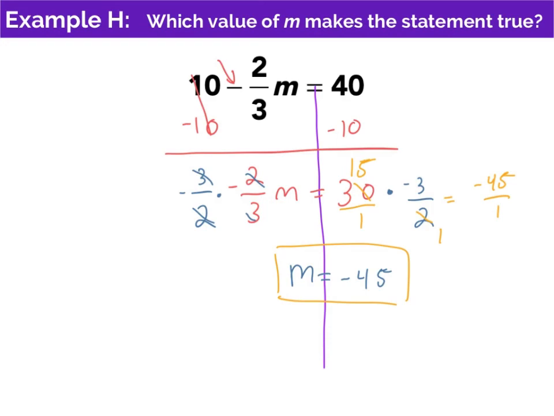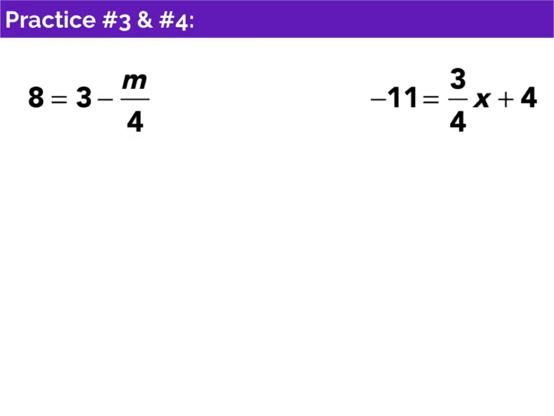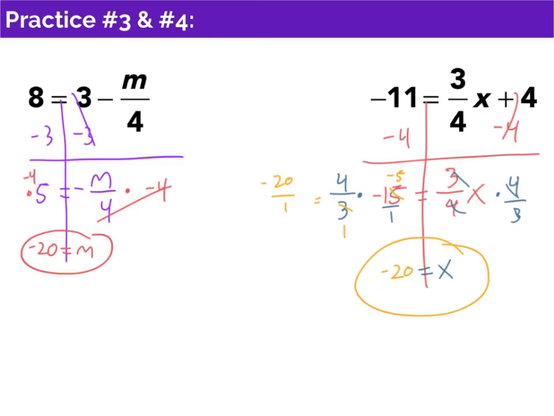Now let's take a look at a couple more practice problems. Here we are at practice number 3 and 4. I want you to try these on your own, do the best that you can. I want you to pause the video now, then press play again to see if you are right. How did you do? Did you get negative 20 for both of them? Hopefully you did. If not, go back and take a look through my work to where you may have made your mistake and fix your paper so that it looks like mine.